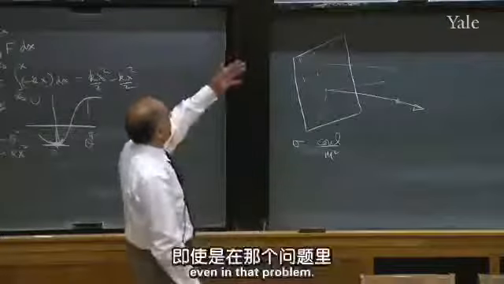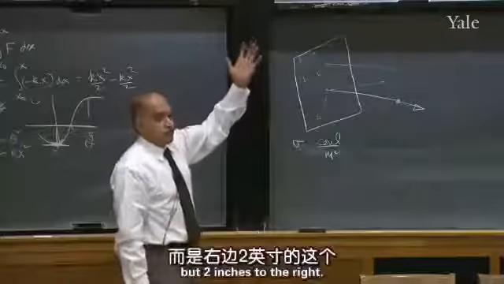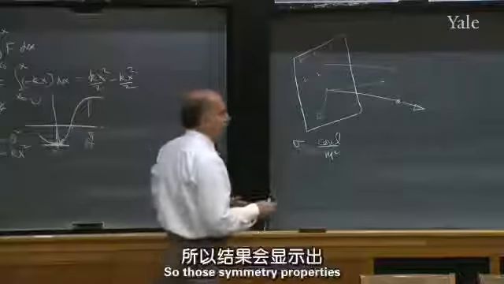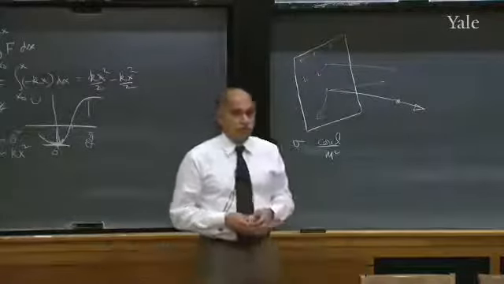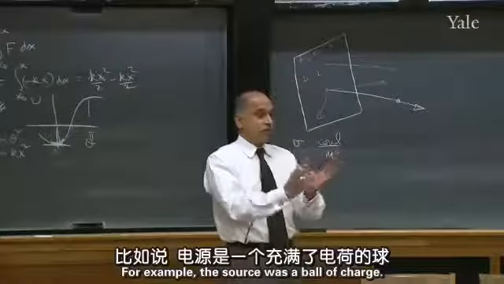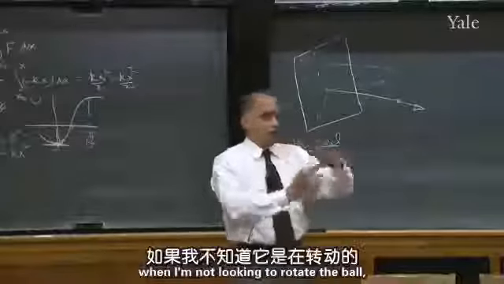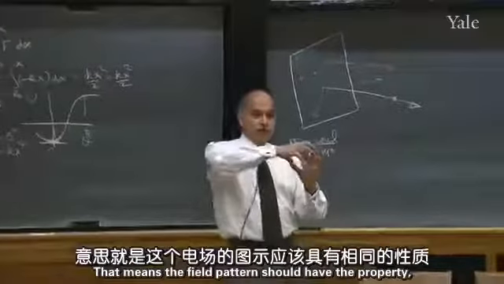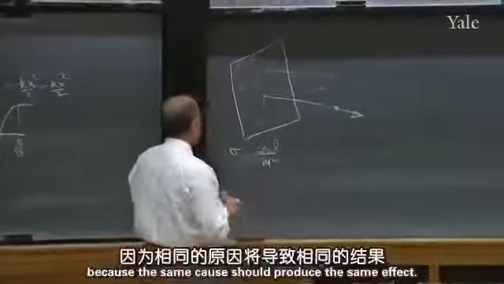Even in that problem, go ahead and find the electric field, not where I found it, but 2 inches to the right. You'll find the answer looks the same. So those symmetric properties will come out of the wash, but it's good for you to anticipate them. And that's where you should look at the symmetry of the source. For example, if the source was a ball of charge, you know, if you rotate the ball, when I'm not looking, it's going to look the same. That means the field pattern should have the property when you rotate it, it looks the same. Because the same cause should produce the same effect.